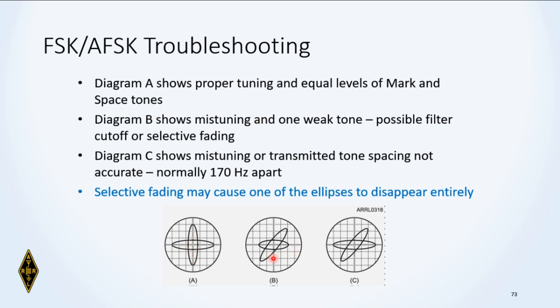Diagram B shows mistuning and one weak tone, because this one's not as long as this one. So it could be possible filter cutoff issues or selective fading. Selective fading does happen. Diagram C shows mistuning or transmitter tone spacing not accurate. So again, they're not a nice perpendicular display. And selective fading may cause one of the ellipses to disappear entirely. And that's pretty amazing, because these are only 170 hertz apart, and for the fading to affect one and not the other is kind of interesting. But that can actually happen when the band conditions are getting bad.